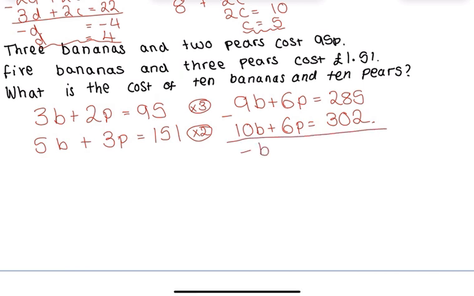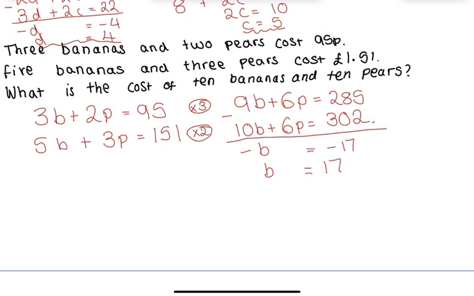The signs are the same as they're both positive, so I'm going to take these away. So 9 take away 10 is negative b. The 2 p's are going to cancel out, and then I'm going to do my 285 minus 302, which gives me negative 17. Getting rid of that negative, dividing both sides by negative 1, leaves me with b equals 17.